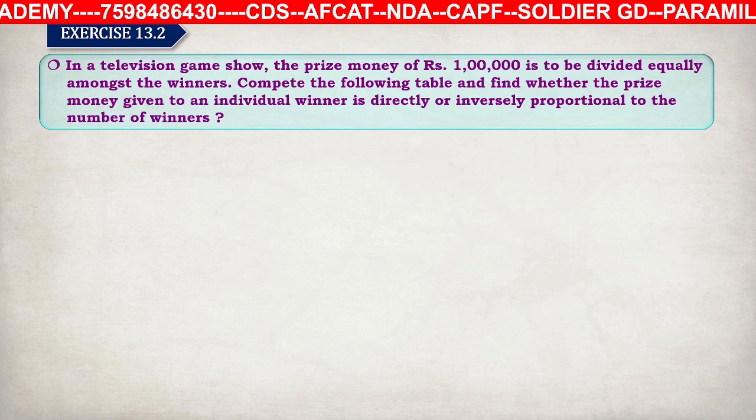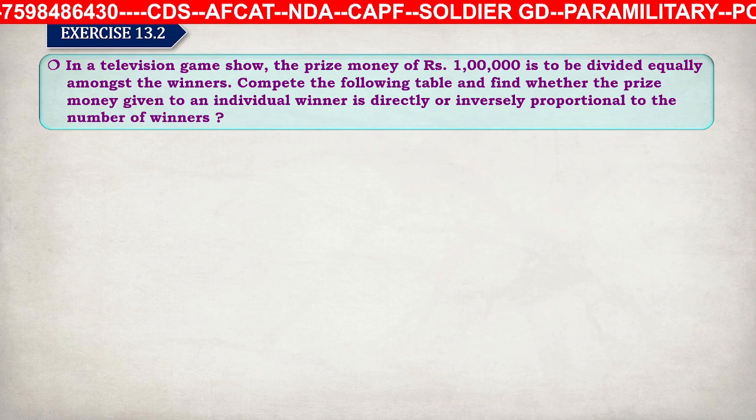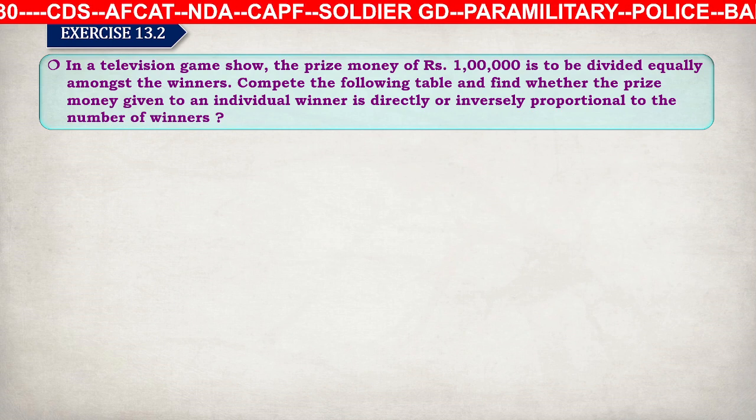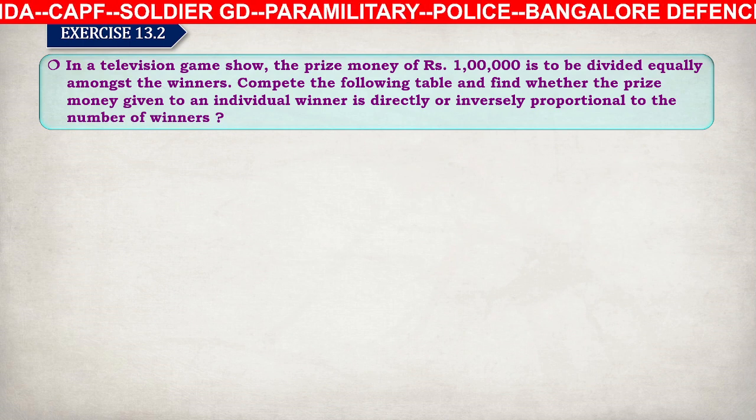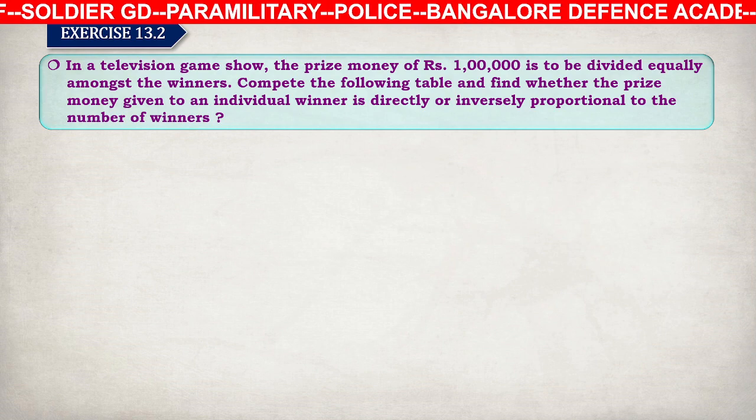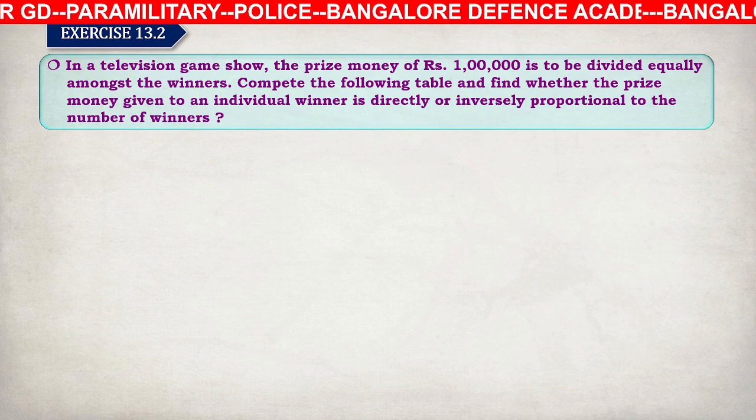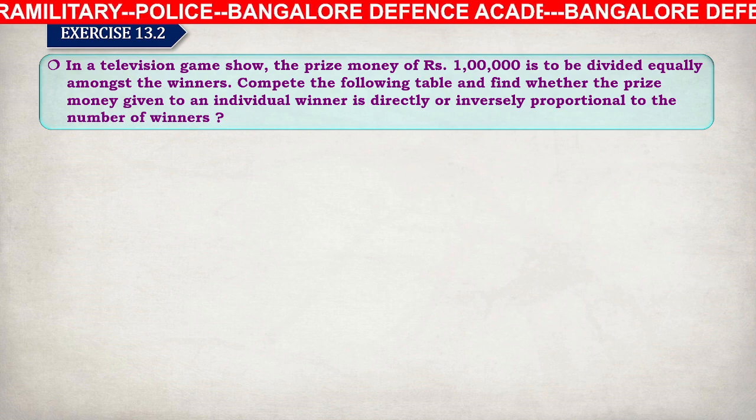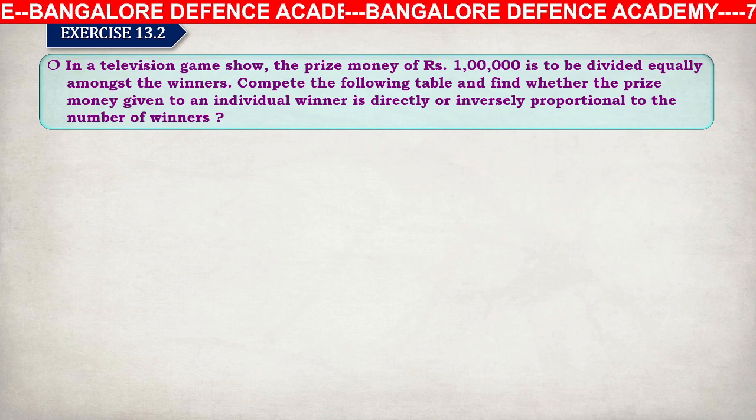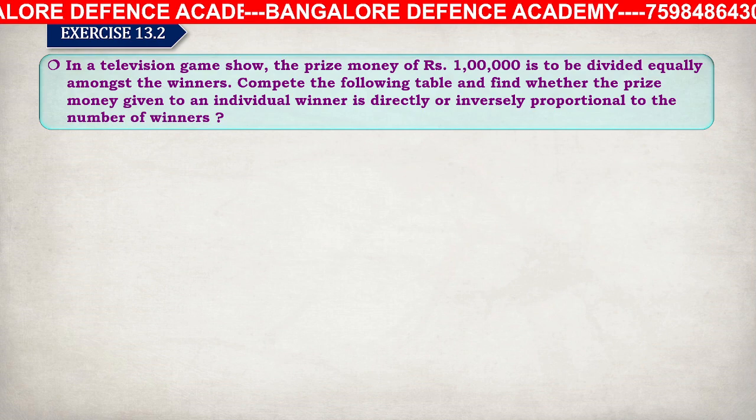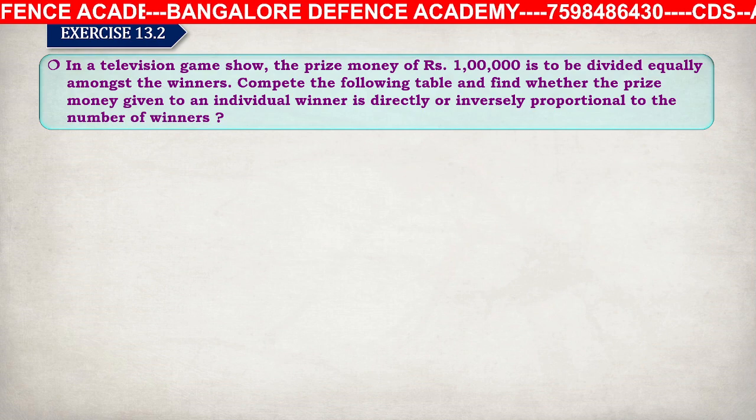Okay, fine. So these were the basic questions. Now let us try to solve some word problems. The question here is: in a television game show, the prize money of rupees 1 lakh is to be divided equally amongst the winners. Complete the following table and find whether the prize money given to an individual winner is directly or inversely proportional to the number of winners.